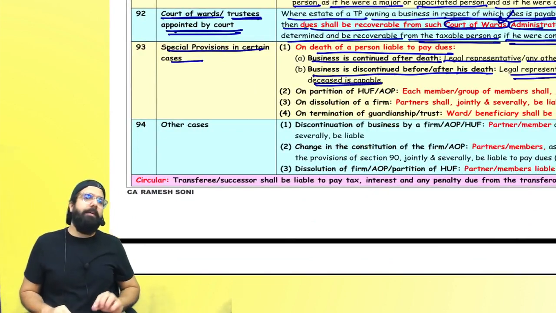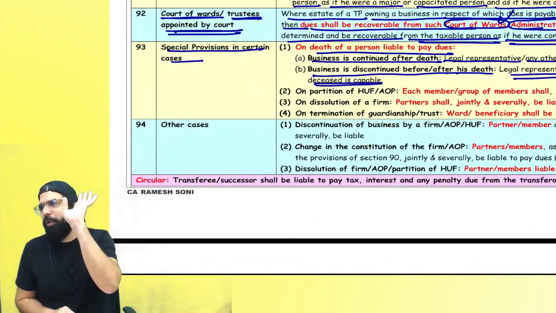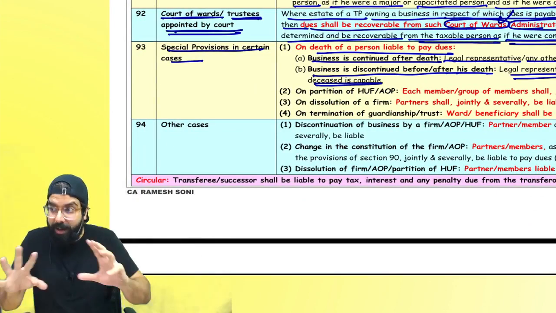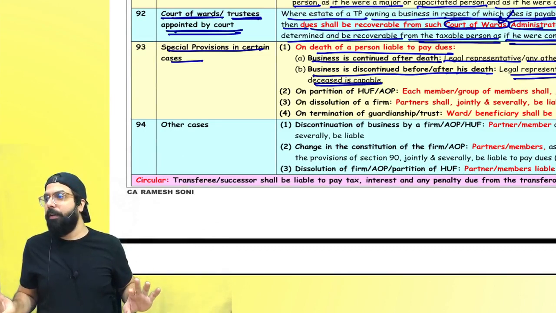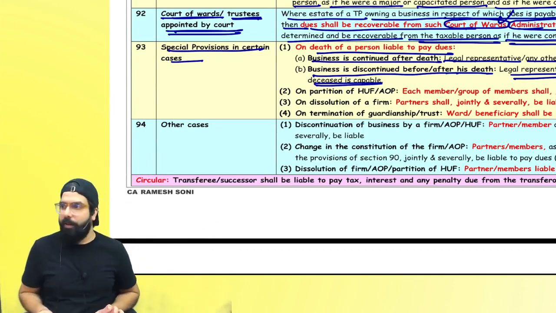You are telling, sir, I will carry on the business. Then the legal representative or basically the person who is going to carry forward the business will pay. If business is discontinued, government is telling whatever can be recovered from his property, take it. Rest is gone, but whatever can be recovered from his property, take it. Can I go ahead, everyone?